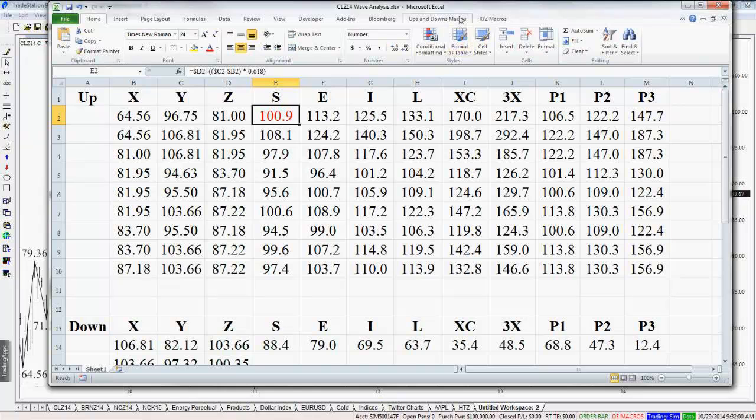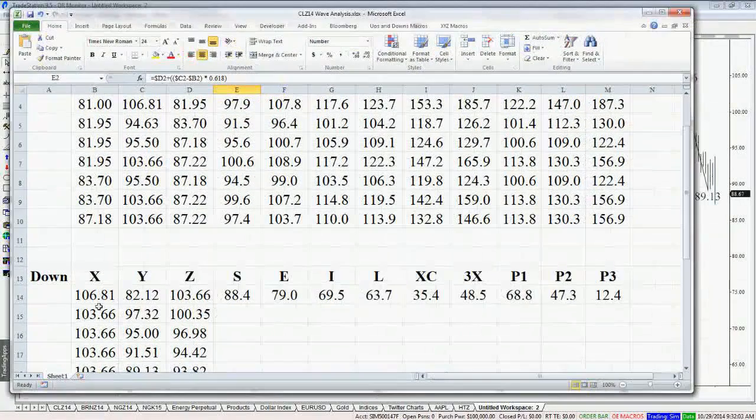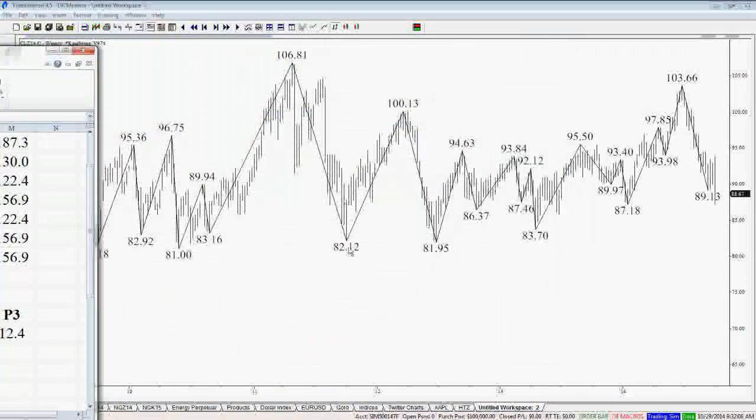All right. Then on the down waves, really we have the one down wave, 106.81, 82.12, 103.66. Okay, so 106.81, 82.12, 103.66.